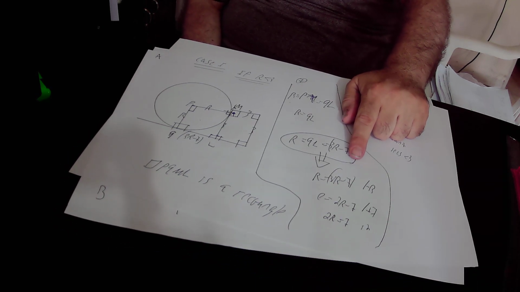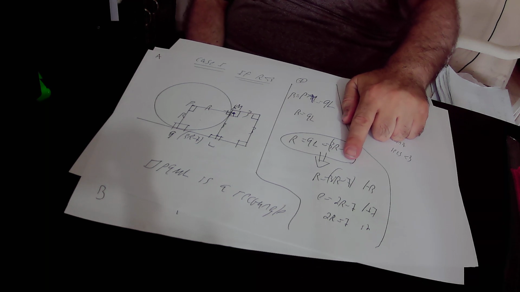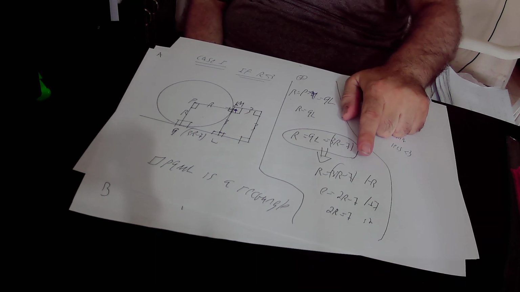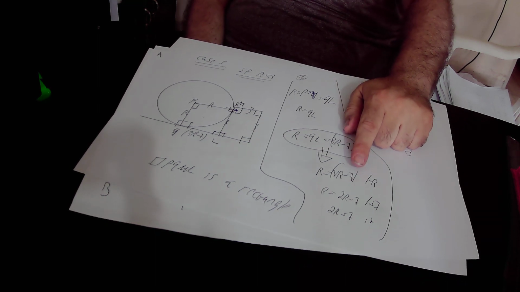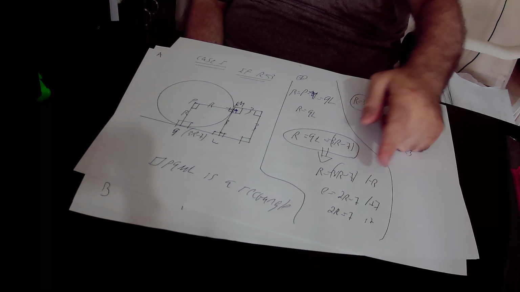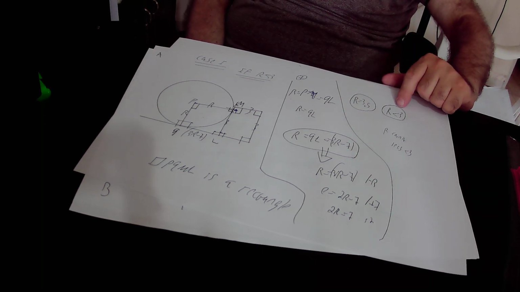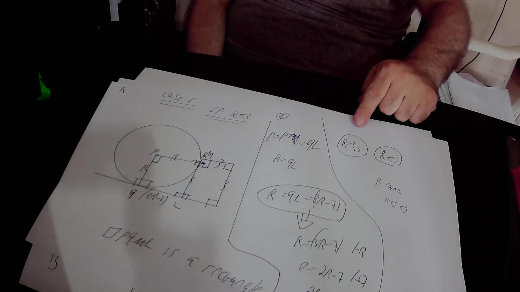So we subtracted R from this equation and we got that R minus R is 0, 3R minus R is 2R. So we got that 0 equals 2R minus 7. We added 7 to this equation and found out that 2R equals 7. Here we divided this equation by 2 and found out that R equals 3.5 units.